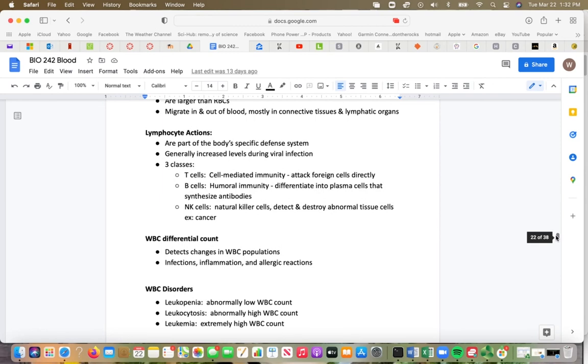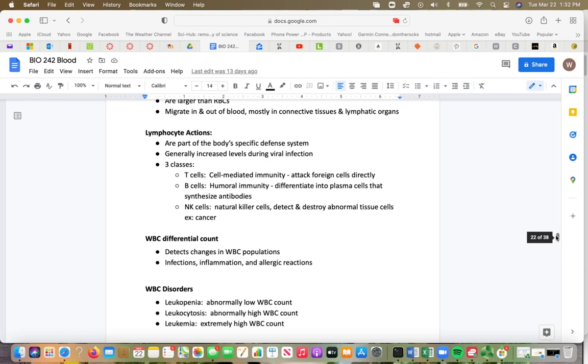So these are part of the body's specific defense system. You have general immune defenses that are geared towards anything, to give an overall layer of protection. Specific defenses are very specialized towards a particular invader. These will generally increase during viral infection. There's 3 classes of them.